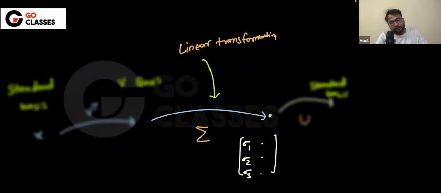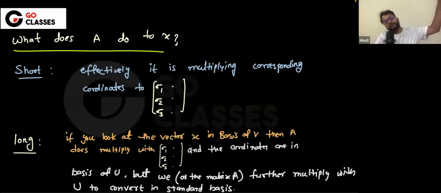So basically, what A does, you will say, is nothing but multiplying by sigma 1, sigma 2, sigma 3. That's the short answer. But in long, it is not a direct multiplication. First the vector has to be in the basis of v, and if it is not, it will be converted to the basis of v by multiplying with v transpose. Then after multiplying by sigma 1, sigma 2, sigma 3, whatever you get is actually in the basis of u. After further multiplication by u, you can convert that to the standard basis also. So that is what a matrix is doing to any vector. Understood?